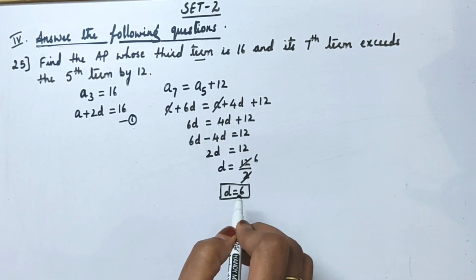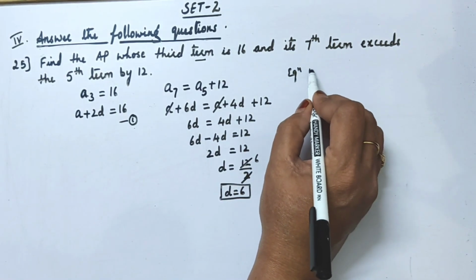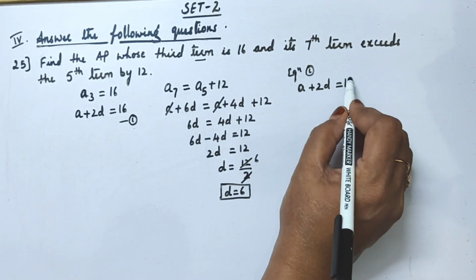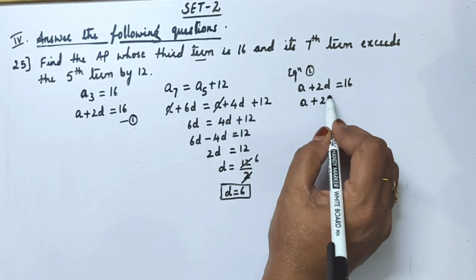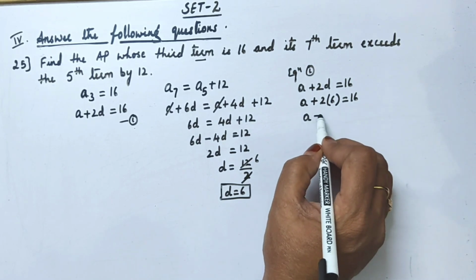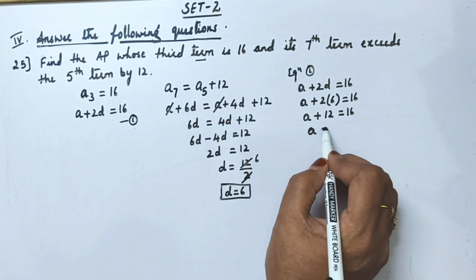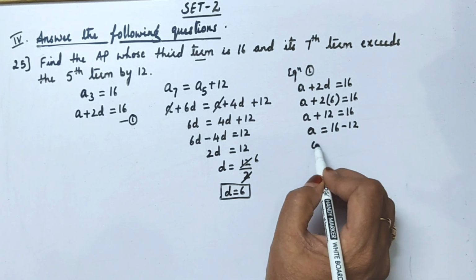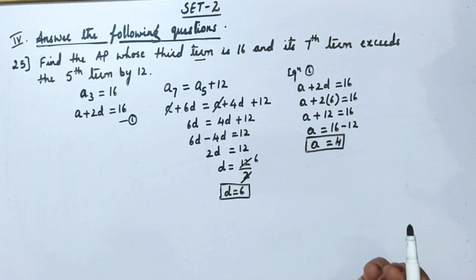Let us substitute the D value in equation 1. Equation 1 is A plus 2D equals 16. A value we don't know. A plus 2 into the D value, which is 6, equals 16. A plus 2 sixes are 12 equals 16. A equals, after the equals sign, 16 minus 12. A equals 4. We got the values of A and D.